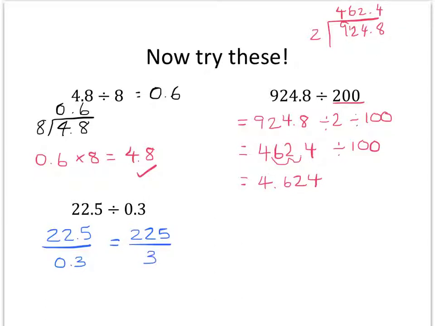What is 225 divided by 3? I'll just work that over here. 3 goes into 2 0 times, so 3 goes into 22 7 times with a remainder of 1. 3 goes into 15 5 times with no remainder. So that means my final answer then is 75. So 22.5 divided by 0.3 is 75. And you can check all of these with multiplication or by estimating the final answer.